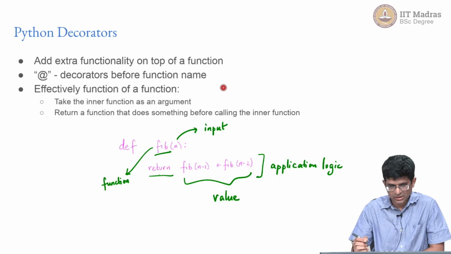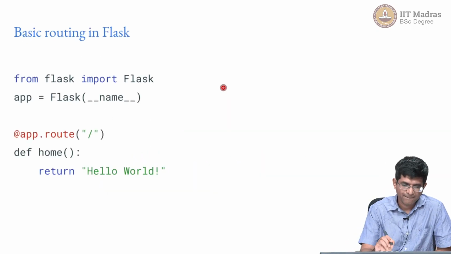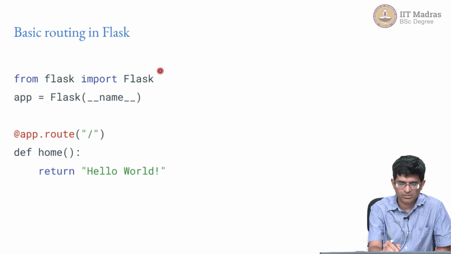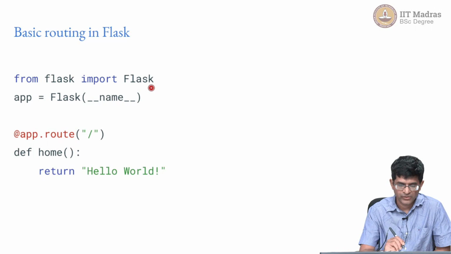How does it work? This is an example, a very simple piece of code in Python, which basically uses the Flask libraries. There are some standard parts over here. This is the basic Flask import. And then you say app is equal to Flask, and so on. And then eventually there will be an app.run somewhere, which I have not shown.